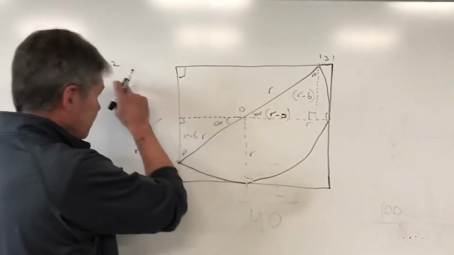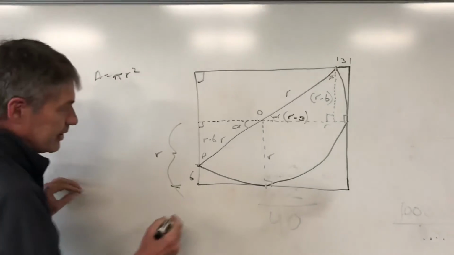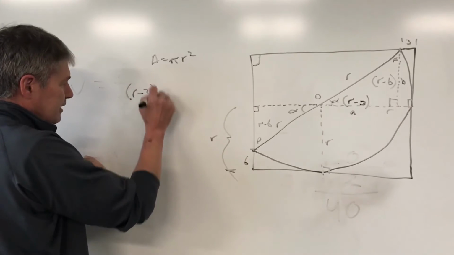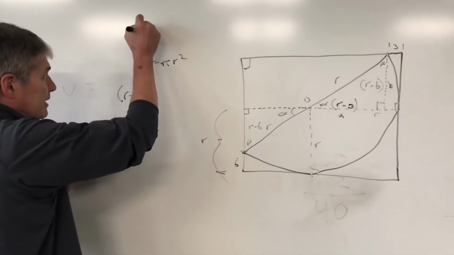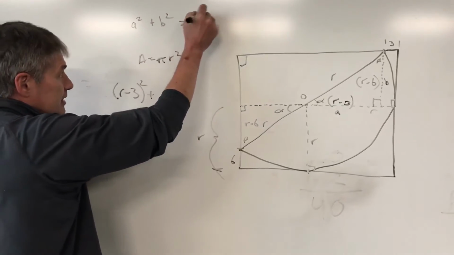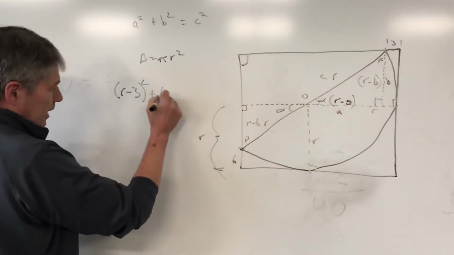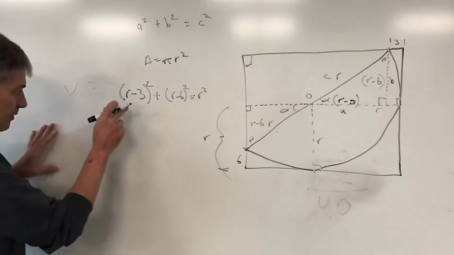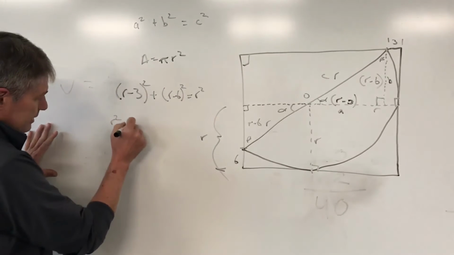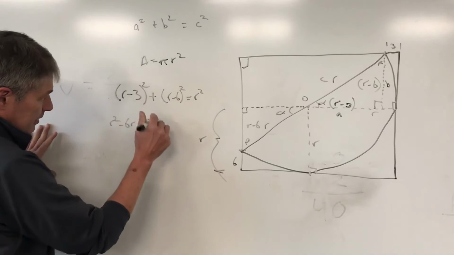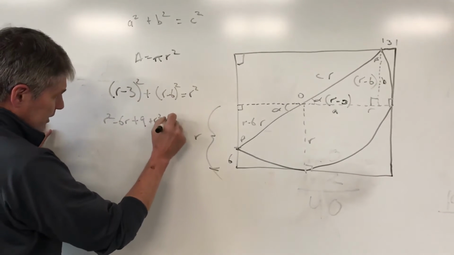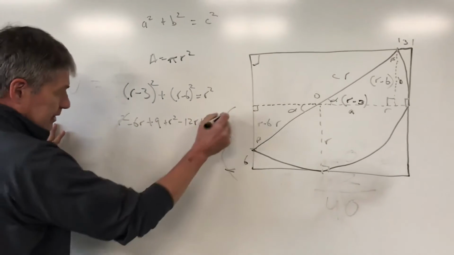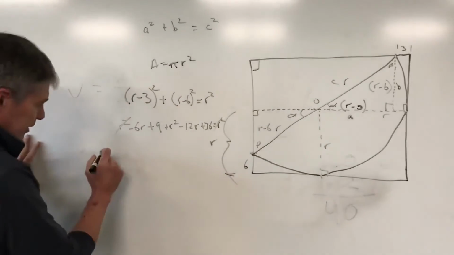I want to know what r is. Well, we go back and use our Pythagorean theorem. I'm going to call this side A, this side B. R minus 3 squared, by the way, A squared plus B squared is equal to C squared. R minus 6 squared is equal to R squared. Do the math in here, we get R squared minus 6R plus 9 plus R squared minus 12R plus 36 is equal to R squared. I can subtract an R squared off both sides, combine like terms.